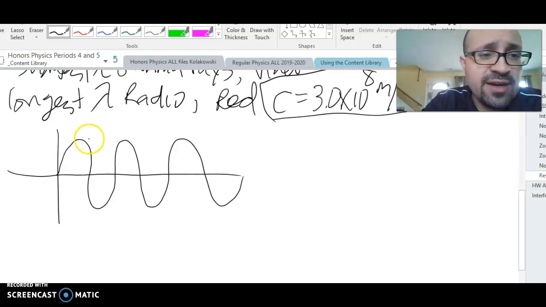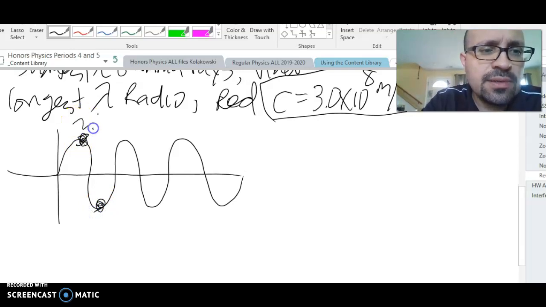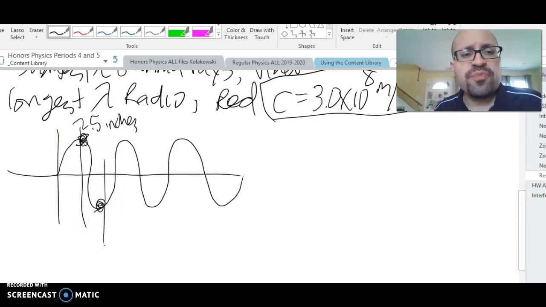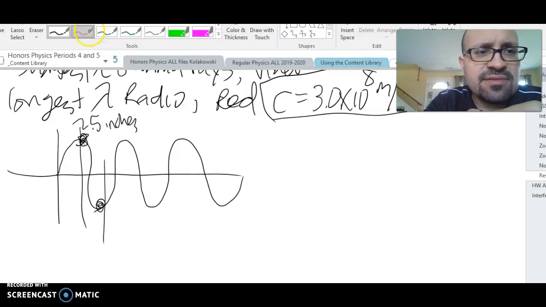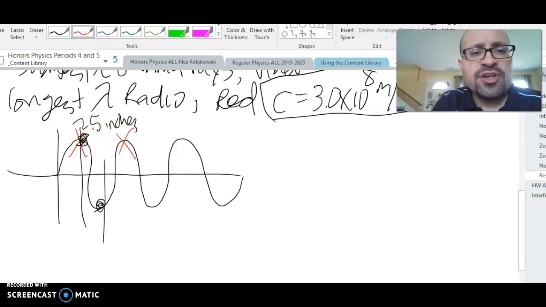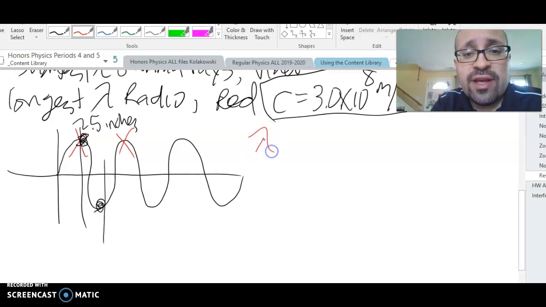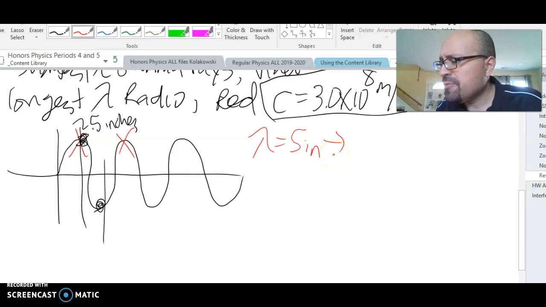If we measure from here to here as 2.5 inches, that's where the candy bar melted. So if we carefully examine this, from here to here is half a wavelength. If we turn 2.5 inches, which is half a wavelength, into a full wavelength, that means our wavelength is 5 inches. We can convert that into centimeters, and then we can convert that into meters.